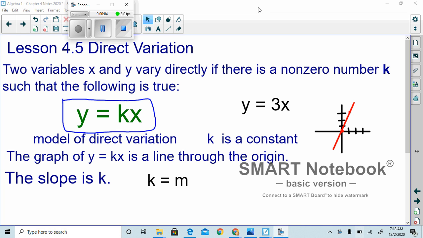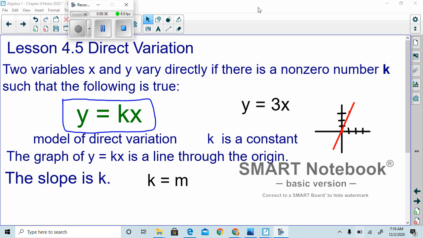We are already familiar with the standard form of a linear equation, as well as the function form or slope-intercept form. Today we're going to look at something called the model of direct variation. It states that two variables, x and y, vary directly if there is a non-zero number k such that the following is true: y is equal to kx.